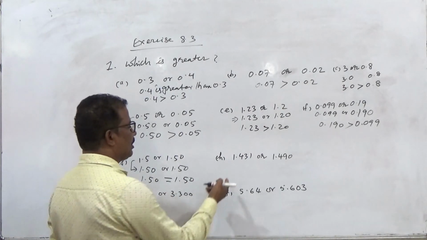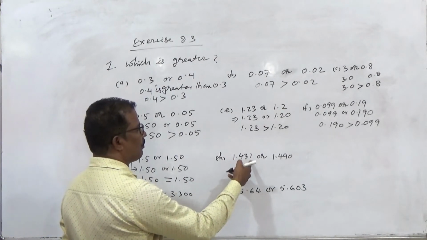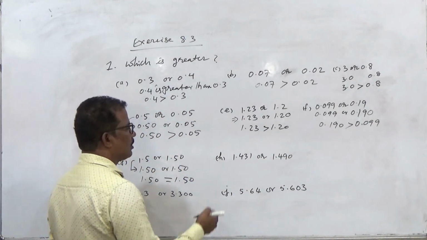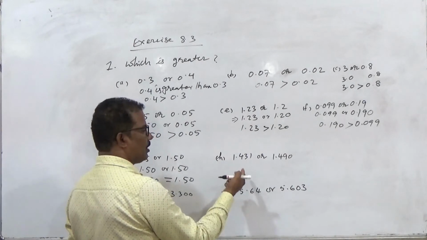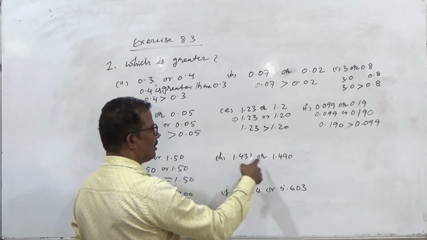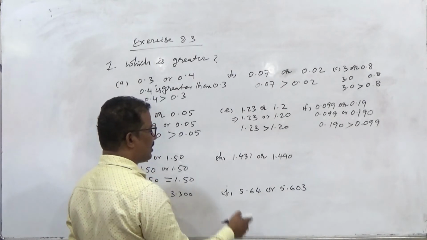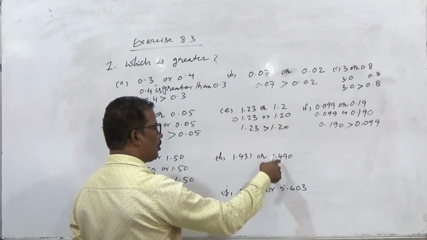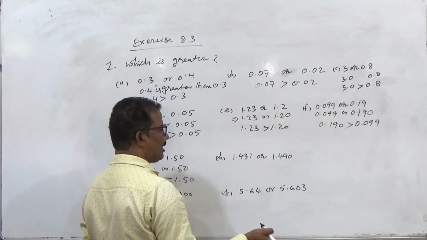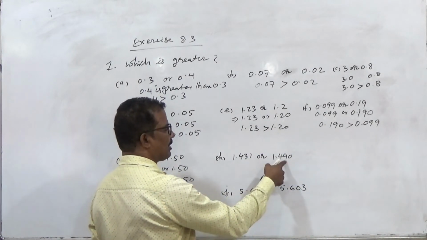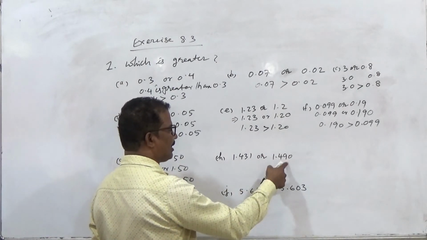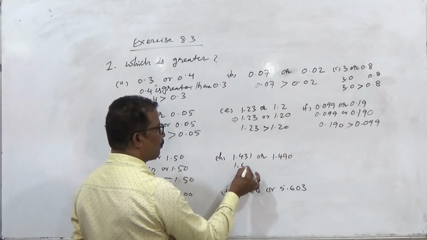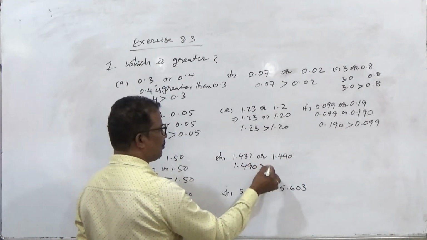In the next question it is 1.431 and 1.490, both are like decimals. Then we can compare. In the first place, that is the whole part, 1's place 1, here also 1, both are same. We have to go with the next place. In the decimal 10th place, here 4 is there, here also 4 is there, both are same only. We have to go with the next place, the 100th place. Here 3 is there, and here 9 is there. 3 is smaller than 9. That means 9 is bigger than 3. That means this decimal number 1.490 is greater than which one?